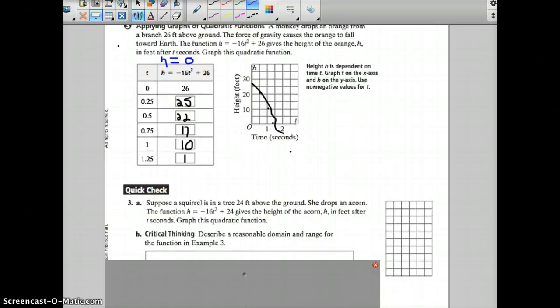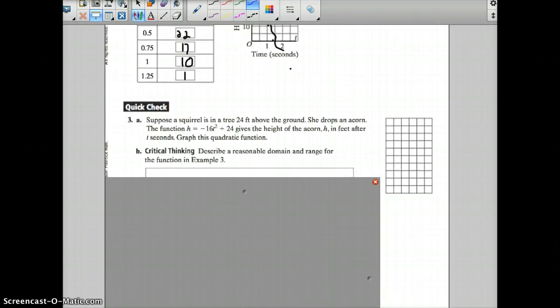Now, in quick check 3, we've changed the starting value, which is now only 24 feet high, because we have a squirrel dropping an acorn instead of a monkey throwing an orange. And with that function, again, we use h as the height, and t squared is the time that we're going to plug in.